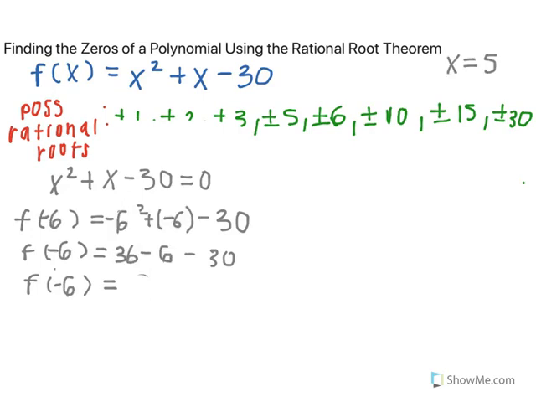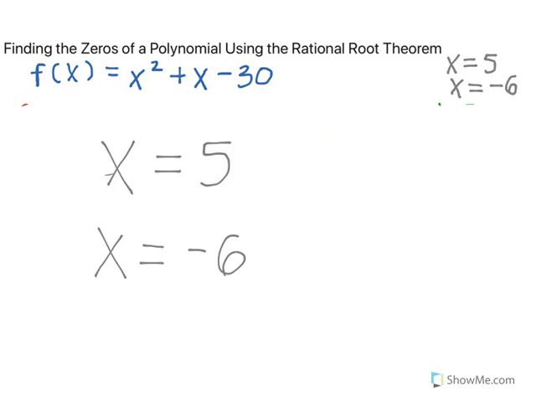Next, let's try negative 6. So f of negative 6 equals negative 6 squared plus negative 6 minus 30. And that would be 36 minus 6 minus 30. So that would equal 0. 0 equals 0, so negative 6 would be our other root. Now we don't need to check all the other numbers because we know there are only two roots. Now we have both the zeros of our polynomial.